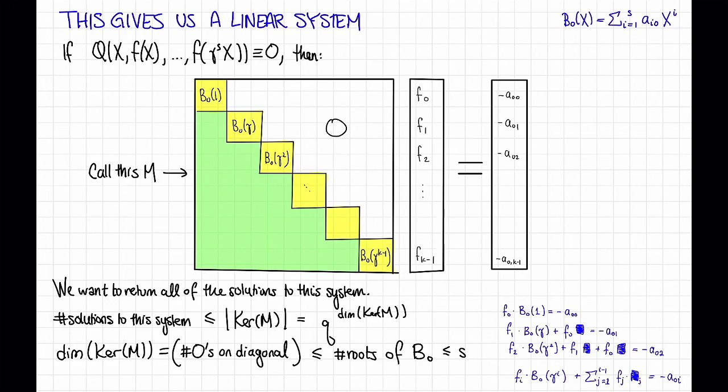at most s. So that implies that the number of solutions to this system is at most q to the s. Therefore, the list size that we're going to return is at most q to the s, and we can do it efficiently by solving this linear system. So that tells us how to do step 2 efficiently, and this gives us our final result.